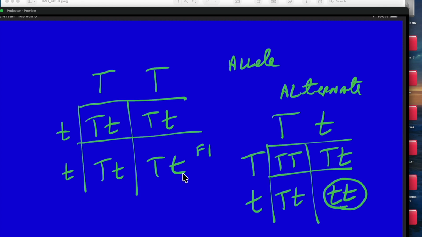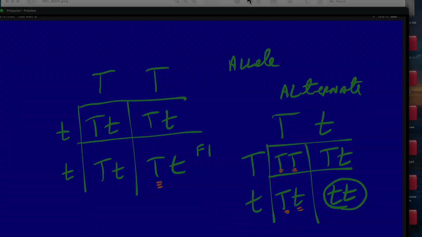That led him to realize that there are alternate forms of the gene, one dominant and one recessive. And that's where he came up with the law of dominance. If the dominant allele is present, it will be expressed. It doesn't matter if the other allele is dominant or recessive. The dominant allele, if present, will be expressed.